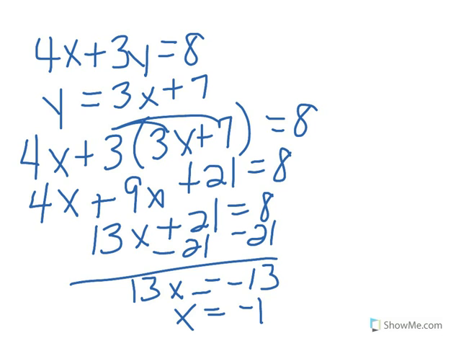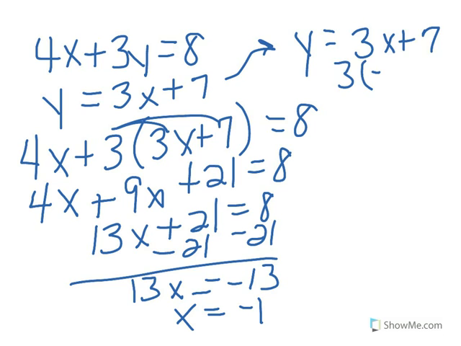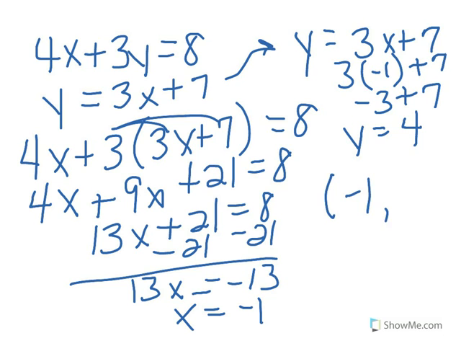If I go back and plug that into either one of my first equations, again, I'm going to choose this one because this one flat out says that y is equal to 3x plus 7. If x is negative 1, 3 times negative 1 is negative 3 plus 7, which means that y is 4. So my ordered pair for the solution to this system would be (negative 1, 4).